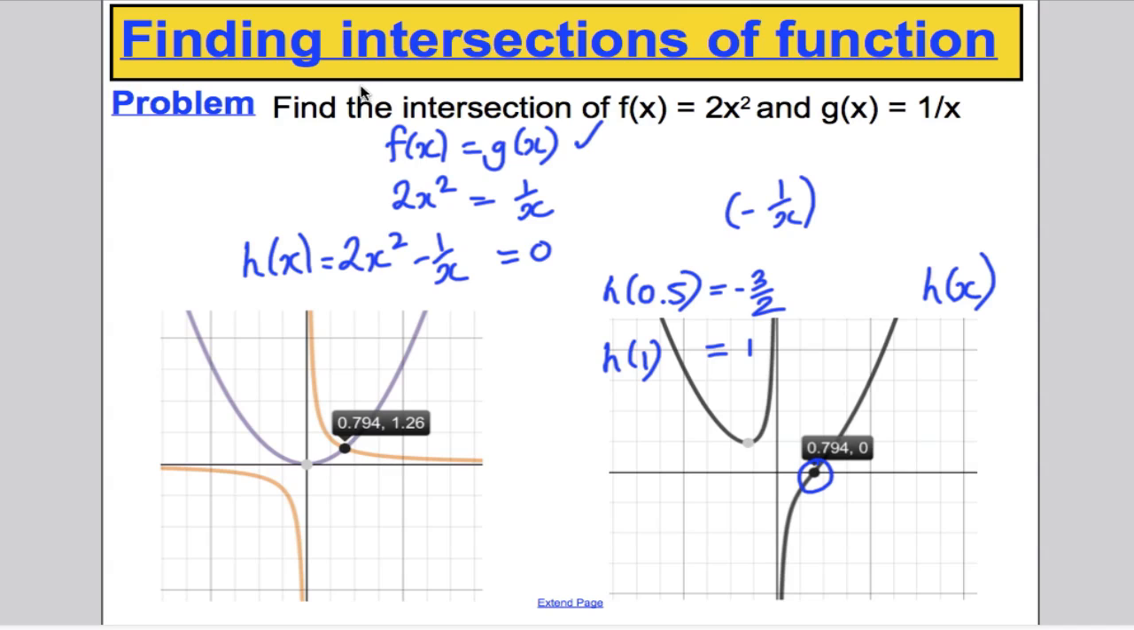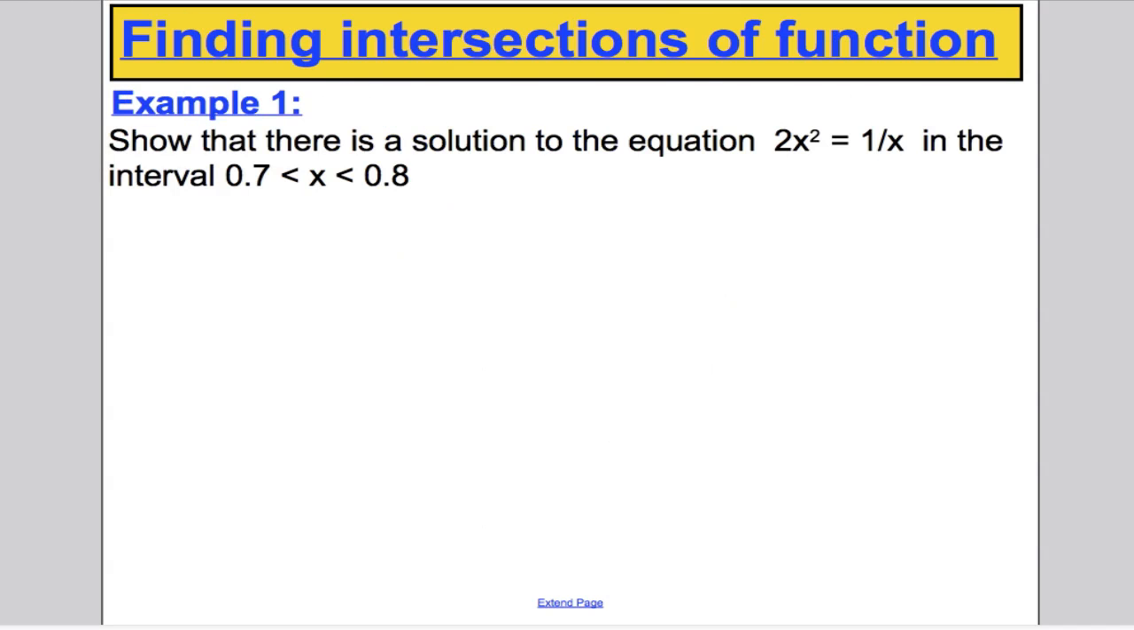So now I just want to show the exact same example, but how it would come up in an exam style question and how I would lay it out. It would say something like, show there is a solution to the equation 2x squared equals 1 over x in the interval between 0.7 and 0.8.